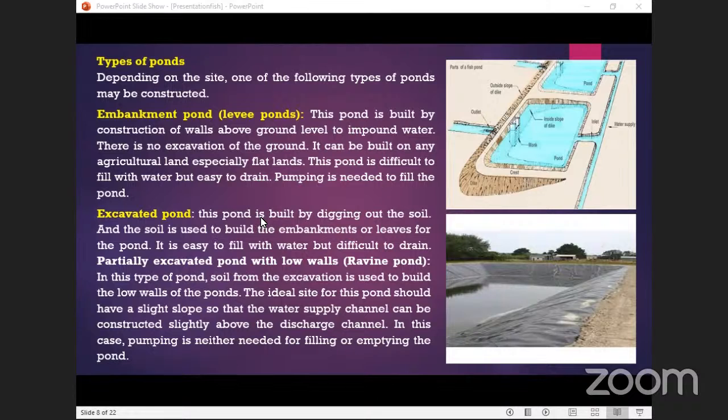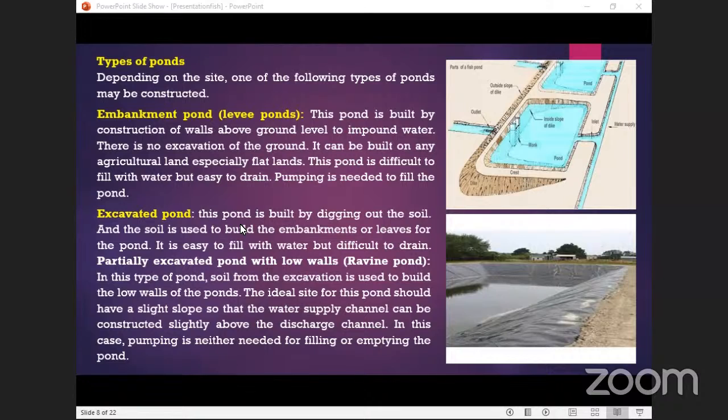So the other type of pond we have is the excavated pond. It is a pond built by digging out the soil, and the soil is used to build the embankment or the levees for the pond. Remember, in the first one, they only extract the soil and then they build the walls using cement and bricks. But here, you use the very soil which has come from the excavated depression.